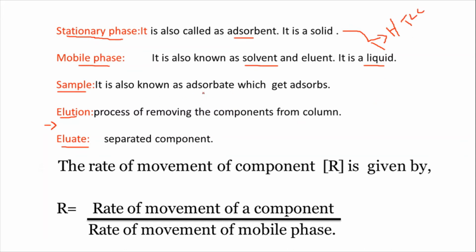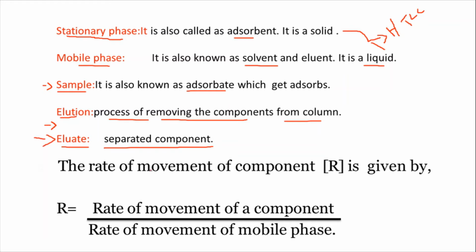The sample is the molecule we are going to separate, and it contains a mixture of samples. Elution means a process of removing the components from the column by the interaction of eluate and eluent. So eluate is a separated component. Before separation, this molecule is called a sample. After separation, it is called eluate.